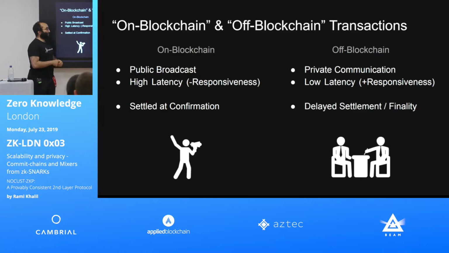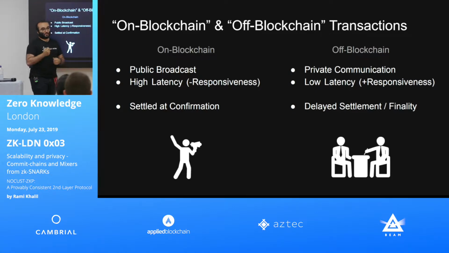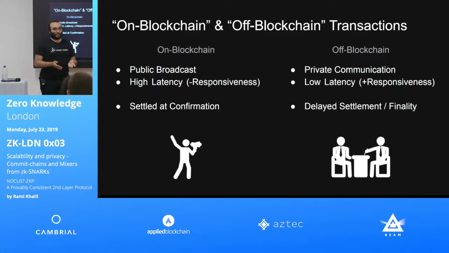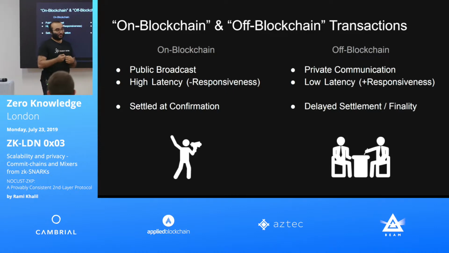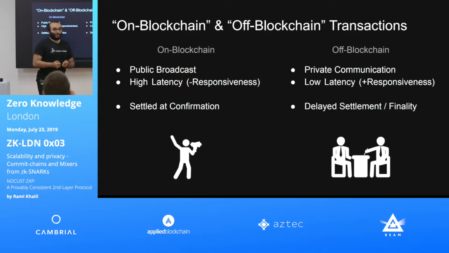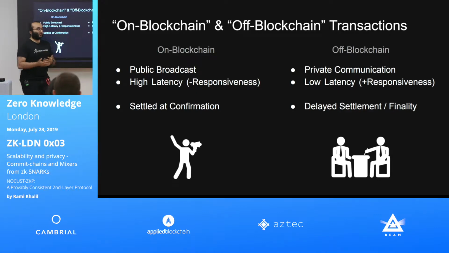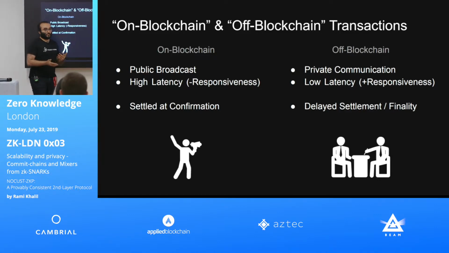In off-blockchain protocols, you do all your communication directly with a known peer. In payment channels, you know who the counterparty is in the payment channel that you're using. In a commit chain-based protocol like Plasma or NOCUST, you know who the operator is that you're communicating with. So essentially, you can have low latency on some sort of guarantee that this transaction is going to eventually be included in one of your blocks.